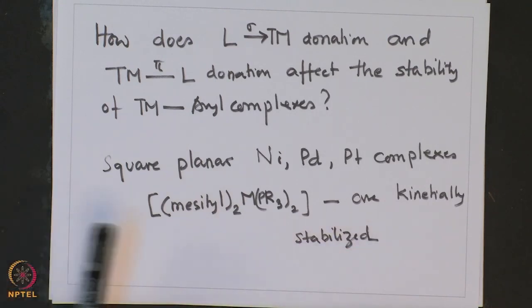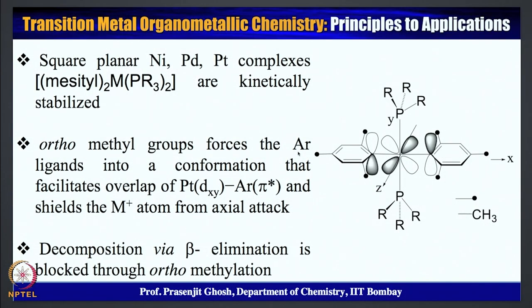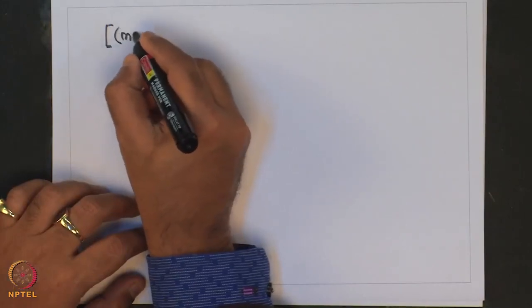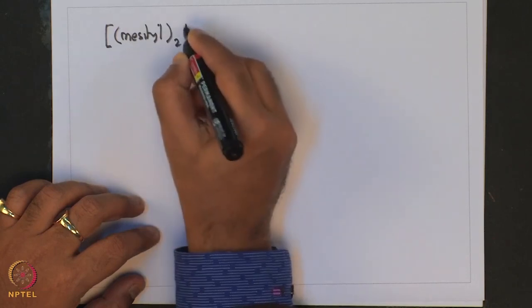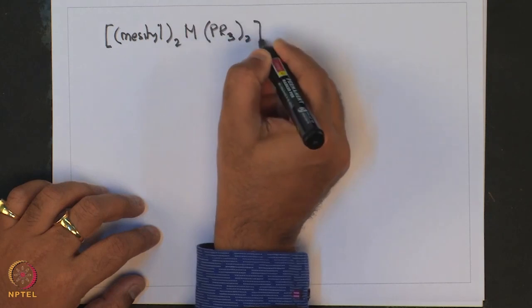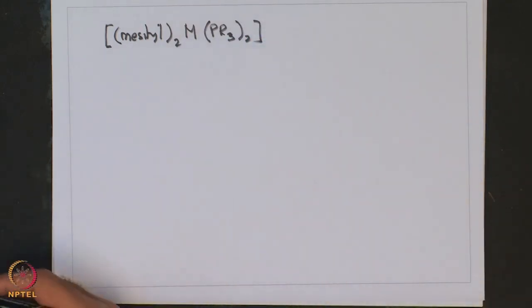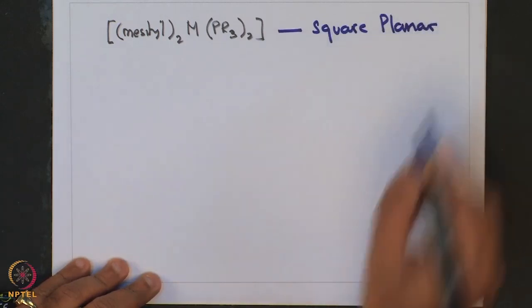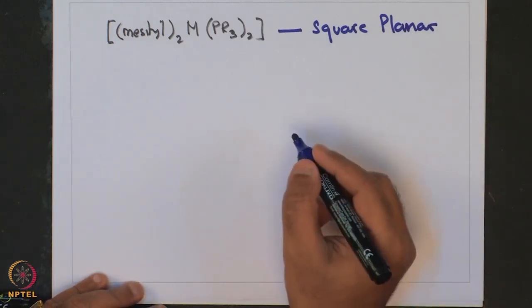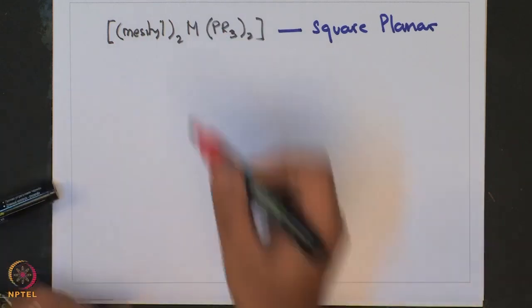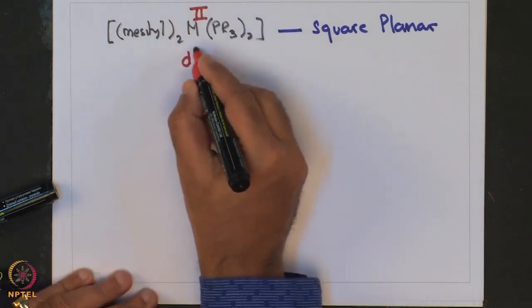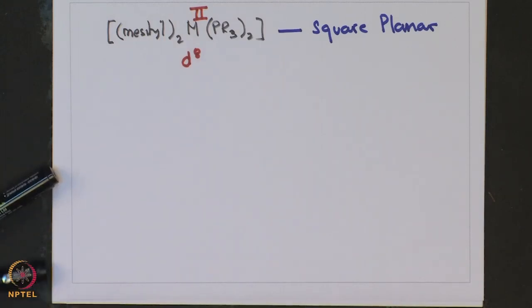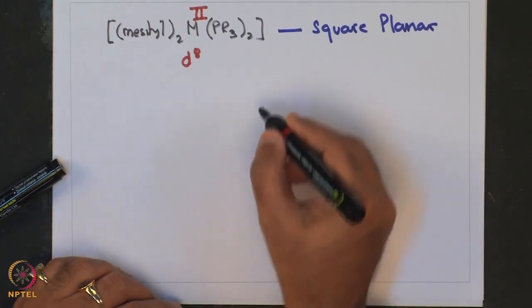Let us illustrate this with the molecular orbital diagram for this kind of complexes. So, for example, for bis mesityl, this is a square planar complex. And here the metal center is in plus 2. So, this is a d8 square planar system. Now, let us look at how the interaction occurs.